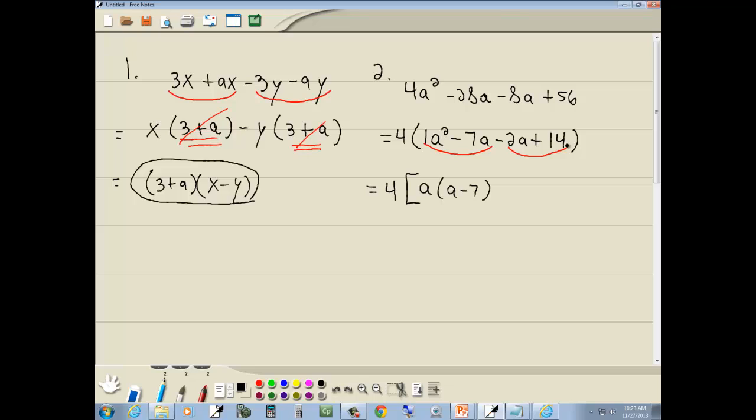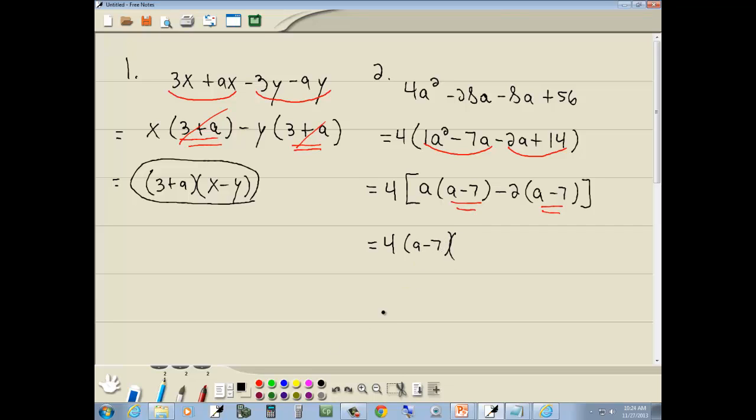Now our second group, it looks like they're both divisible by 2, and my first term is negative. Remember, if your first term is negative, you always factor out a negative. So we'll factor out a negative 2. Negative 2 is gone, gives us A, and 14 divided by negative 2 is negative 7. Again, our goal was to get this parentheses the same as this one, which it is. 4 just keeps carrying down. Now we'll put the A minus 7 out in front.